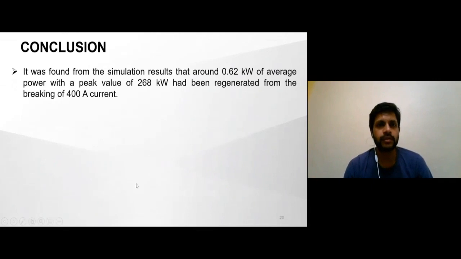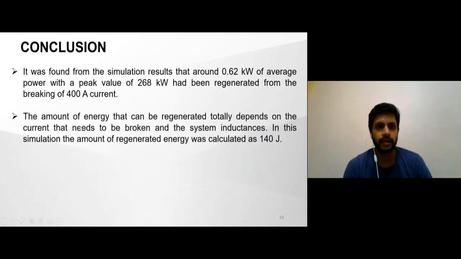So the conclusion of this paper is that it was found from the simulation result that around 0.62 kilowatt of average power with a peak value of 268 kilowatt had been regenerated from breaking the 400 ampere current. The amount of energy that can be regenerated totally depends on the current that needs to be broken and the system inductance. In this simulation, the amount of regenerated energy was calculated as 140 joule.